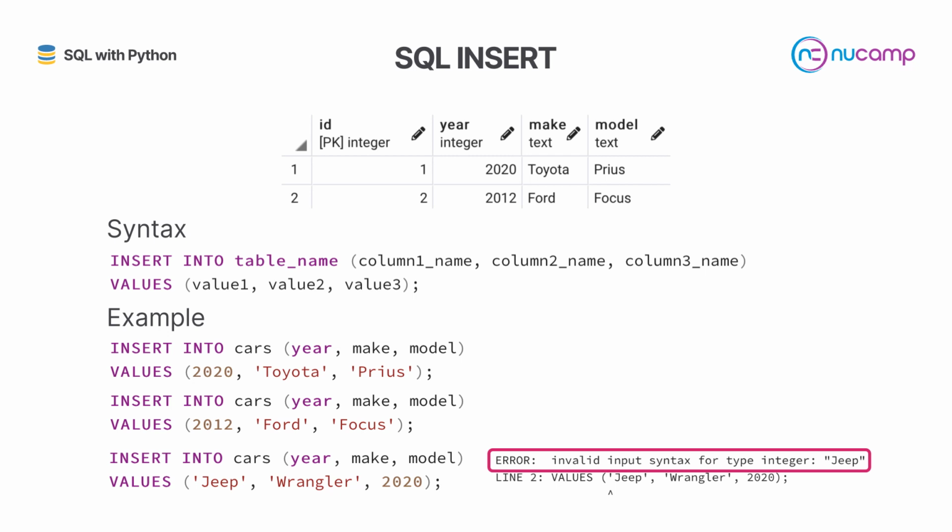What this is telling us is that our syntax was incorrect because the first argument should be for the column year, and it expected to have an integer value. But instead, we gave it the string value of Jeep. So it tells us, bad programmer, you can't do that. Thankfully, our database is smart enough to show us this error message instead of trying to put in bad data. And our table remains unchanged unless we fix and rerun our insert query.